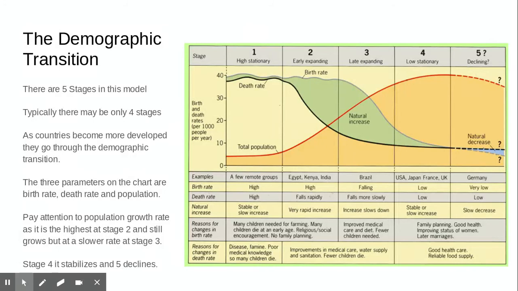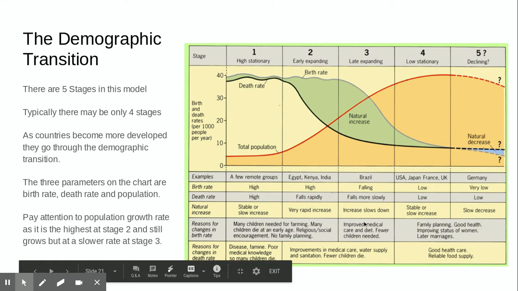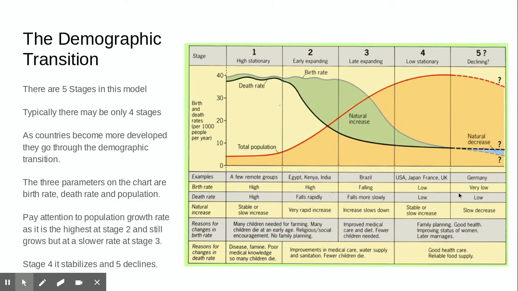There are 3 players here. You have your birth rate, which is this top line here, your death rate, which is this black line underneath it, and then you have your total population. And so this really corresponds with what the people are really doing. What is the country really doing at that particular time?